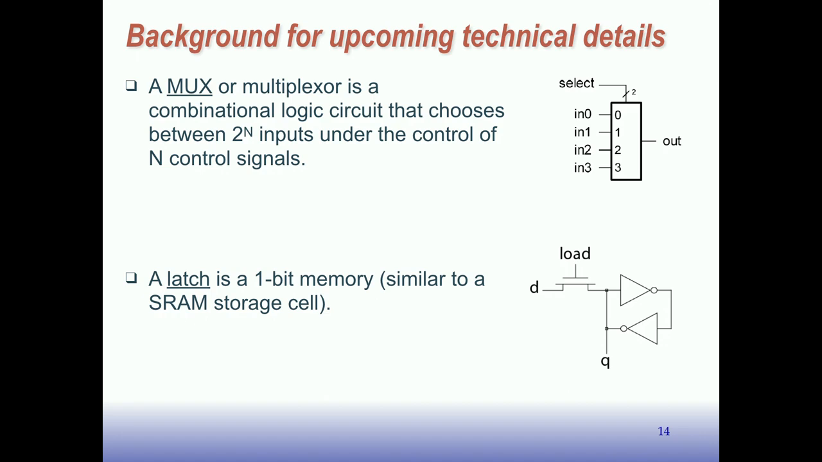Multiplexer we've talked about already. We're going to see multiplexers again inside FPGAs as part of the fabric. That's a 4-to-1 multiplexer, it has 2 select bits. So in general, a multiplexer is a combinational logic circuit that chooses between 2 to the n inputs under the control of n control signals. So here n is 2, 2 to the n is 4. 4 inputs, 1 output.